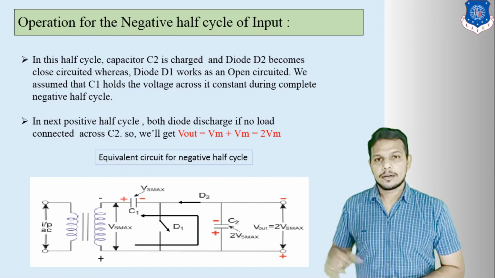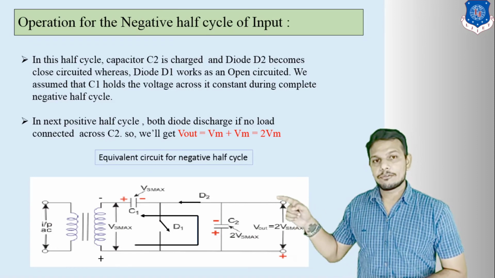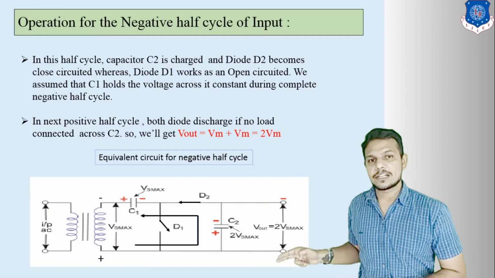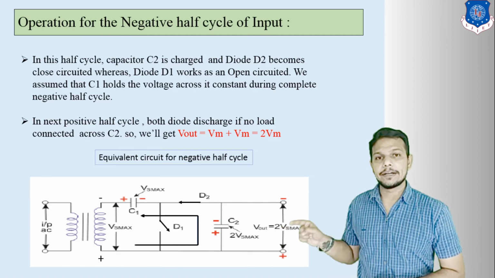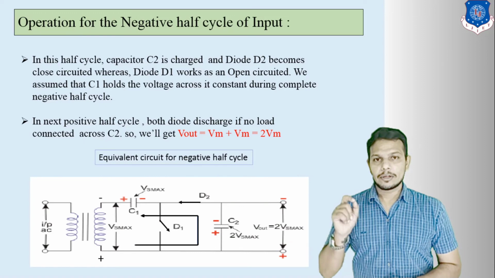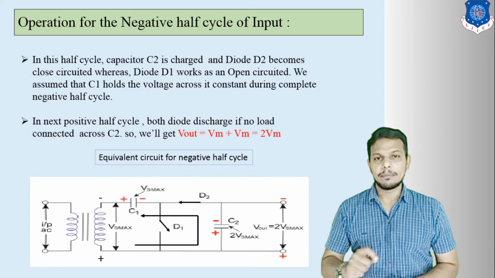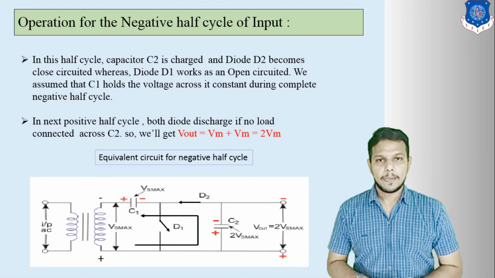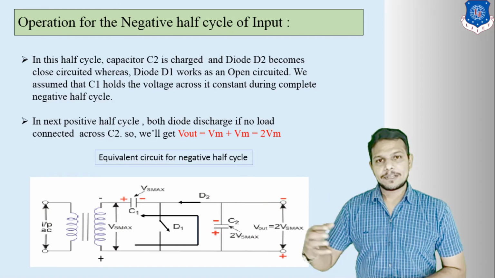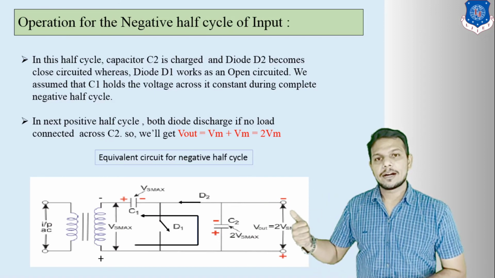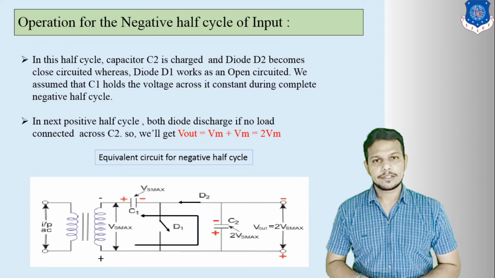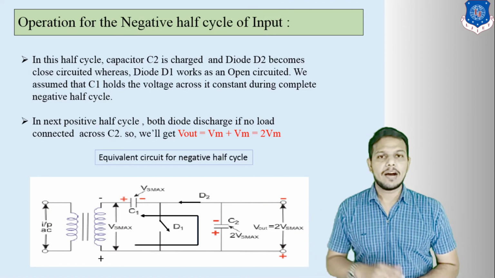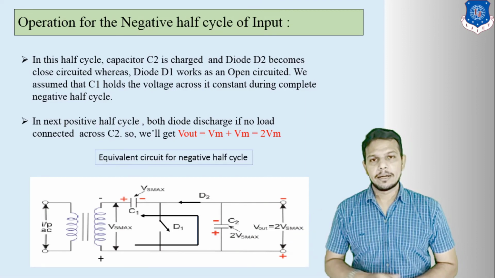Now one question may be raised: why are we not connecting RL, the load resistor, across this terminal? Because if we connect RL here, your capacitor C1 charge will be discharged through this resistor. So we have to hold the capacitor C1 charge. That's why we are not using the load resistor RL here. From this process we can get double output. So this is the doubler.